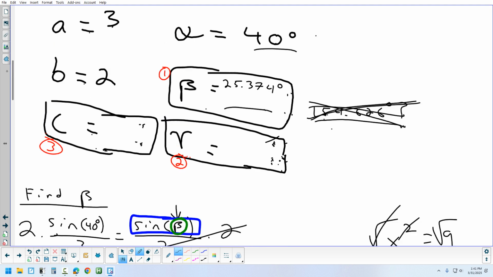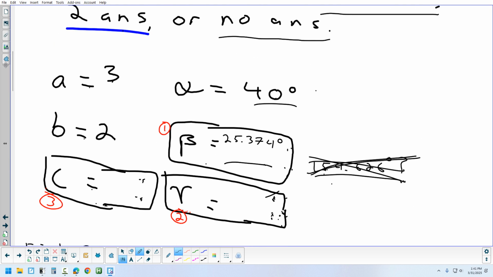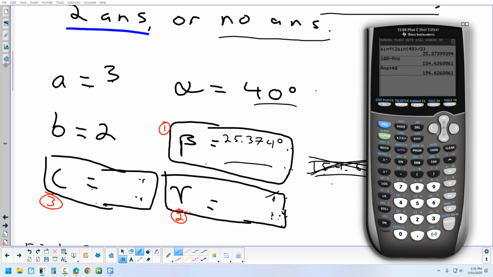Okay, so now we found the second answer. Any question on how we found it? No. Okay. We ruled out that it doesn't work. Is there any question on how we know that as well? No. And now we add up the 2 and subtract it from 180. Right. Now we can get gamma.